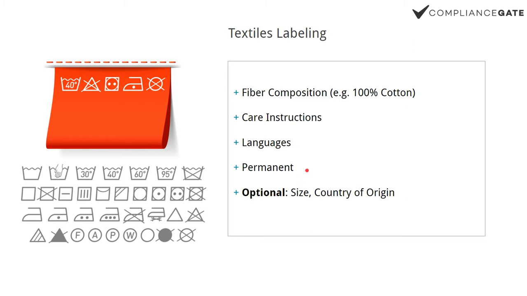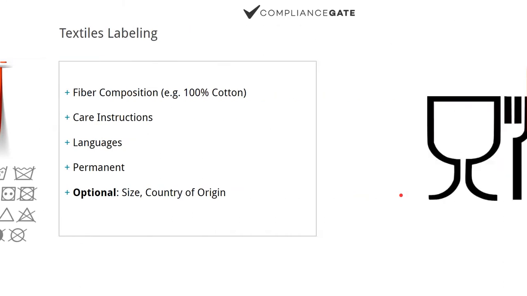It should be permanent in the sense that it should either be a nylon patch, for example, or a print on the product or in the neck, for example. But a sticker is not good enough. It has to be permanent. And in the EU, size and country of origin is not mandatory, just so you know.